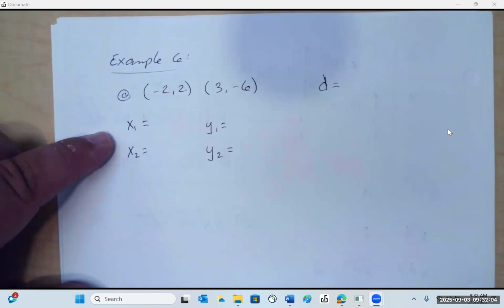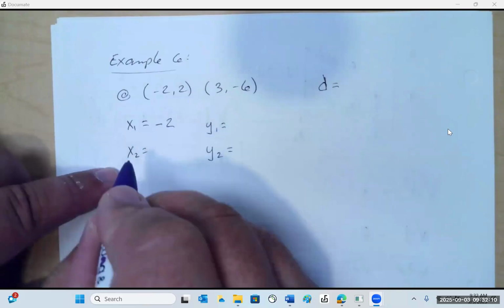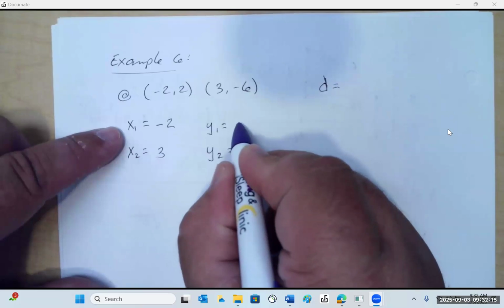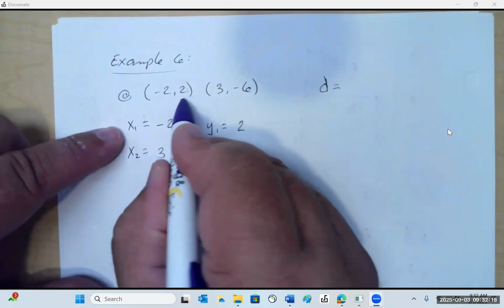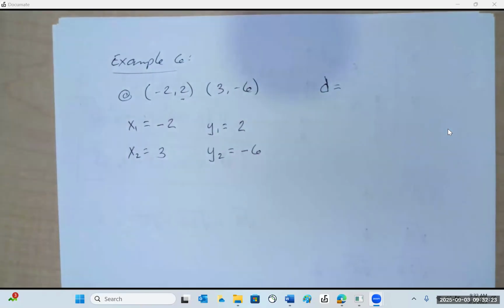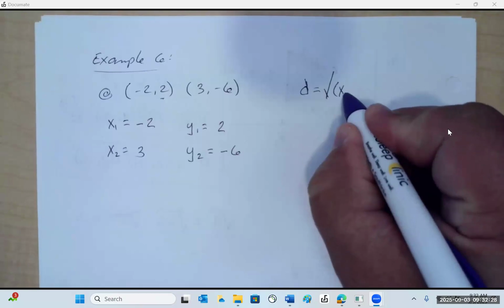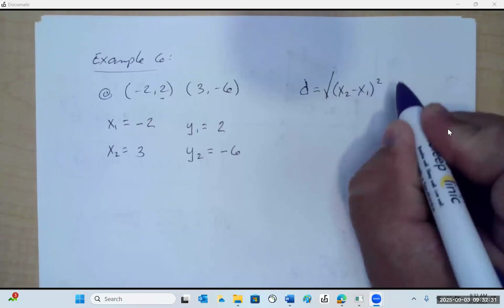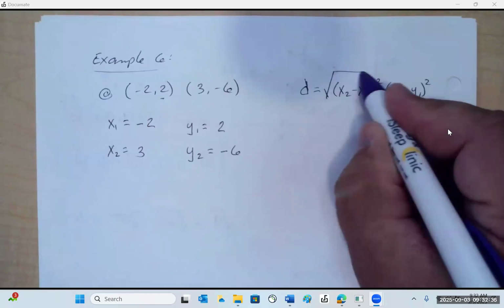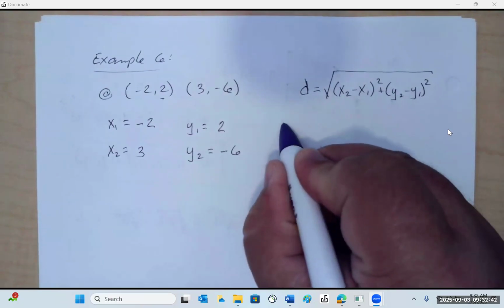So what is X sub 1? It's the X value of the first point, so it's -2. What's X sub 2? What's Y sub 1? It's the Y value of the first point, and the Y value of the second point is -6. Again, the next thing you do is write your formula down. And plug and play.